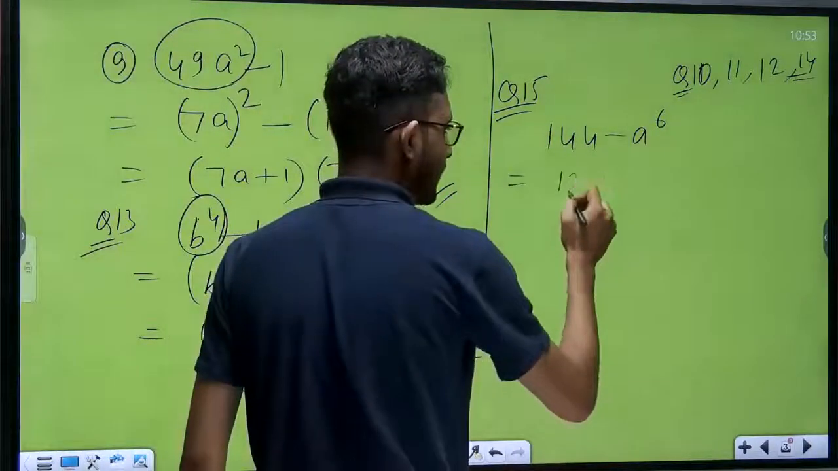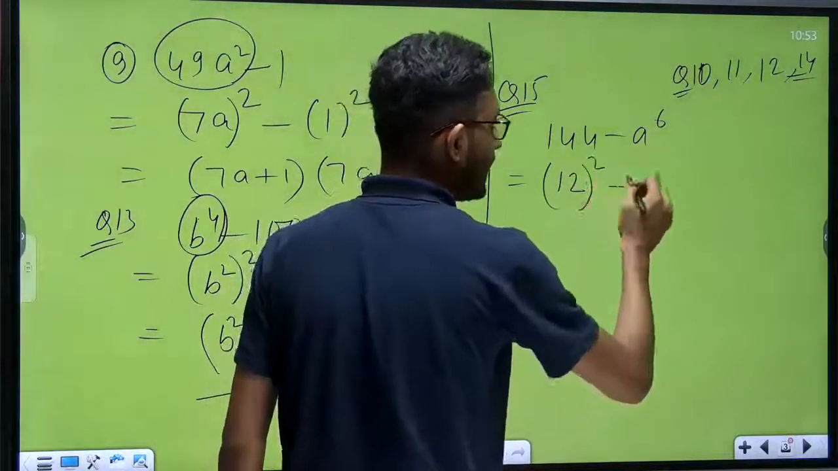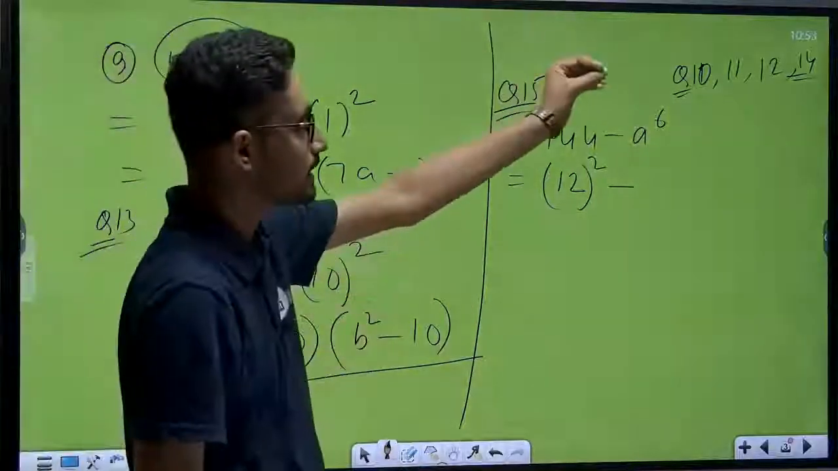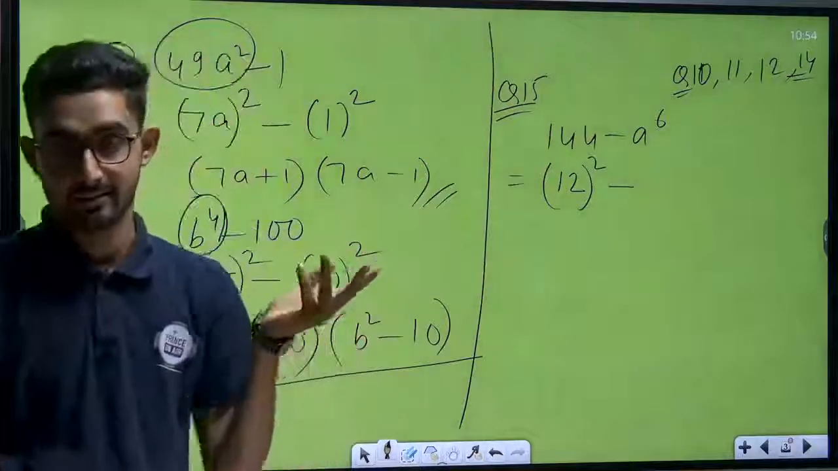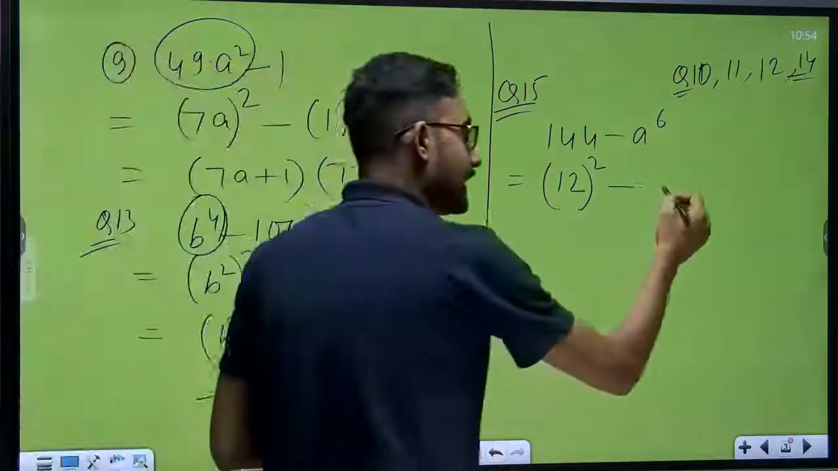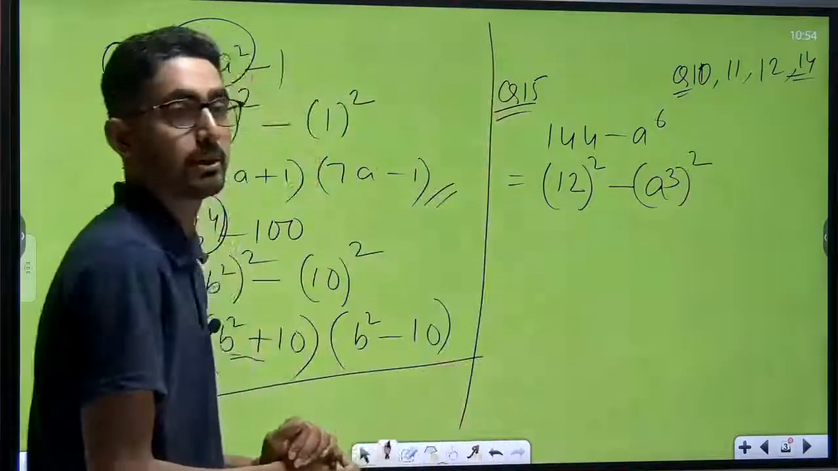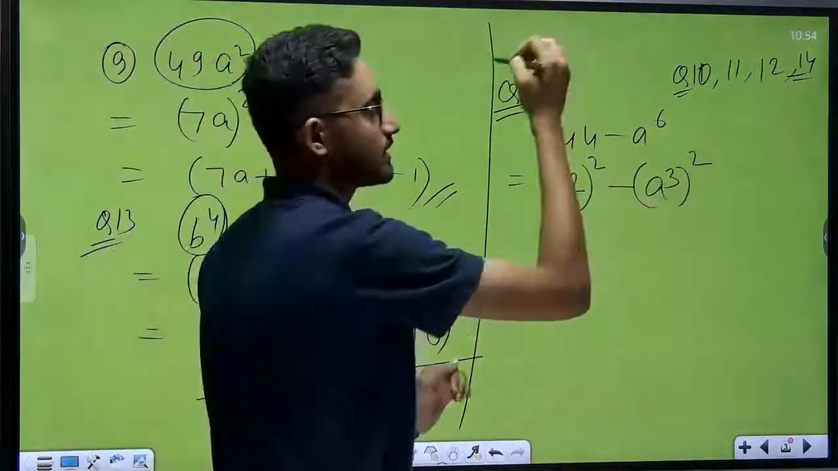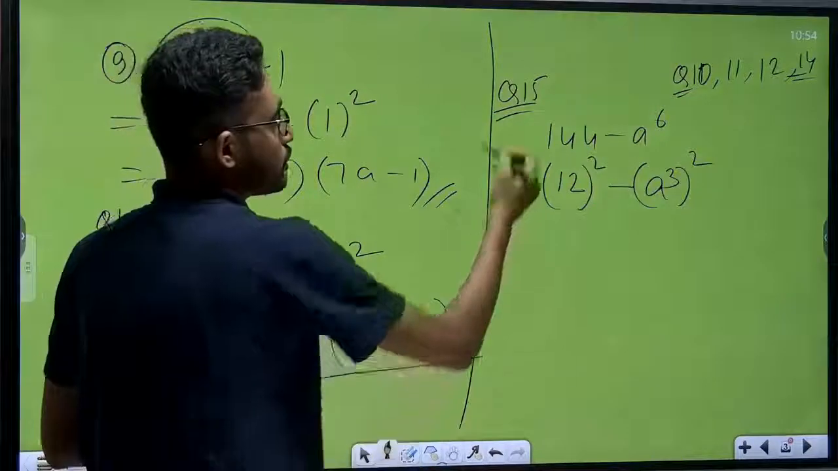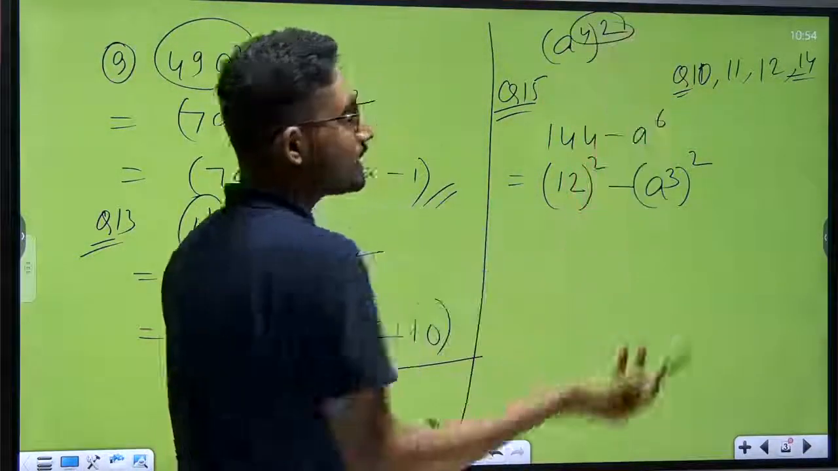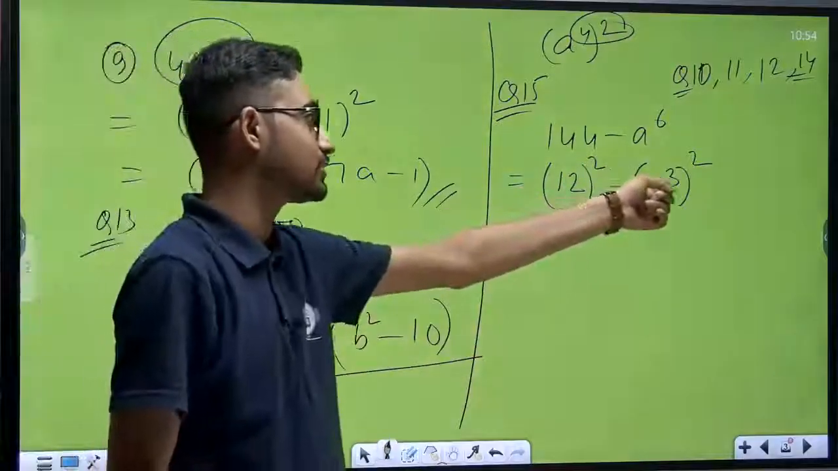12 square. And 8 to the power 6. Now think, how will we write 8 to the power 6 in the form of square? We can say 8 to the power 3 whole raised to the power 2, because 3 2 ja 6. अगर आप इस तरीके से सोच रहे होंगे 8 to the power 4 raised to the power 2, this is wrong, because 4 2 ja 8, है ना. That's why we will break it like this, 3 2 ja 6.